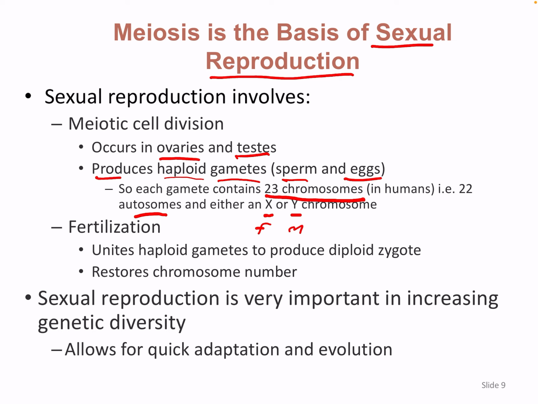Fertilization unites the haploid gametes to produce a diploid zygote. So again, we go from haploid to diploid when the gametes unite. Remember that we have 23 from the female, from our oocyte, and this combines with our sperm, which is also 23, forming that 46, which is completely unique as that offspring. Sexual reproduction is very important in increasing genetic diversity. It allows for quick adaptation and evolution.